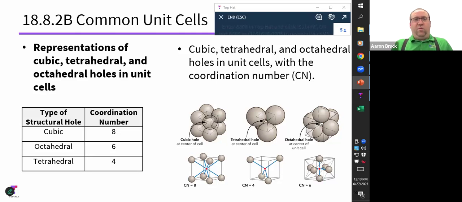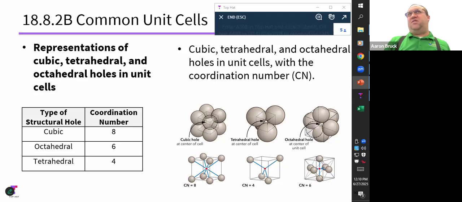With a cubic hole, we get a coordination number of 8, where the atom that is being put into the cubic hole is going to be touching 8 others. The second type of hole that we talk about often is something called an octahedral hole. Now, this is where our discussions go back to, especially with these last two.